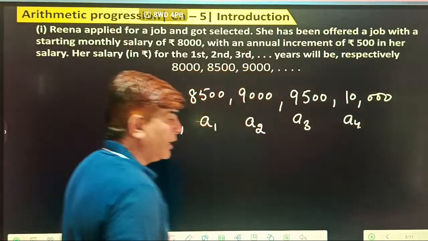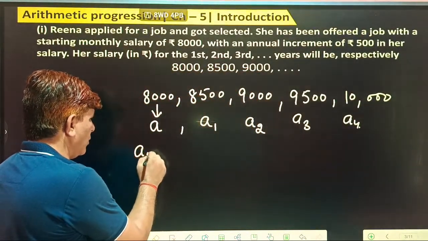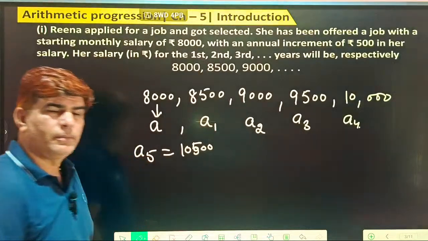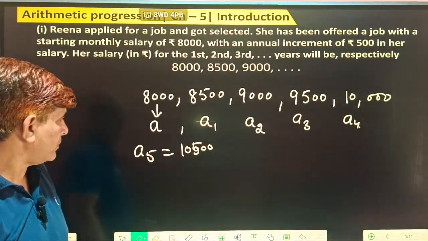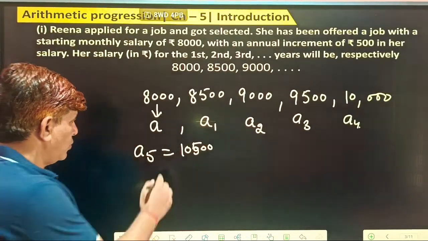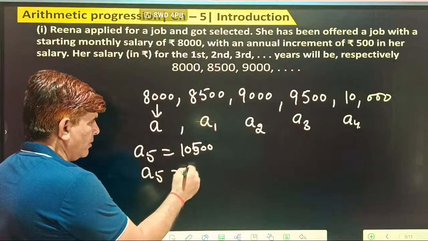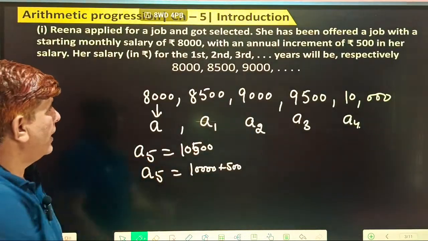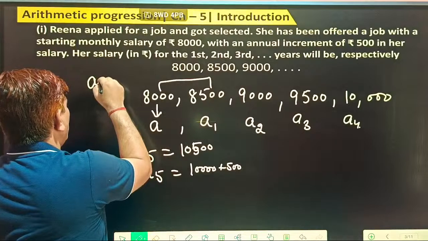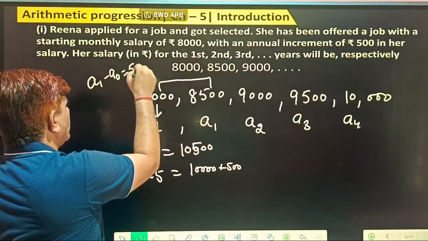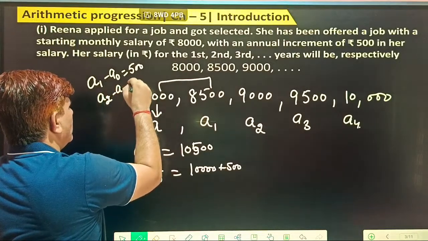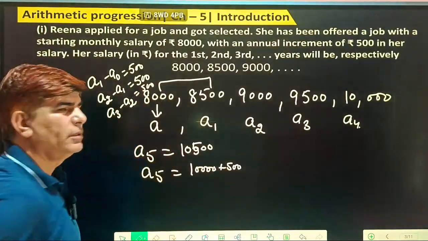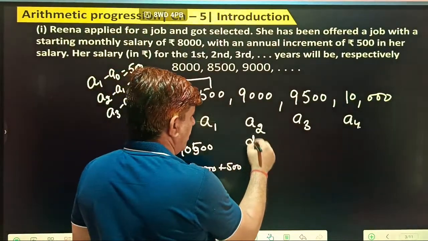If anybody asks to find A5, easily we can say A5 is equal to 10,500. Yes or no? I want to explain this: A5 is equal to 10,000 plus 500. And this is their difference. A1 minus A0 is equal to 500. A2 minus A1, 500. A3 minus A2, how much? 500. So this is called D. D means common difference, which is 500.